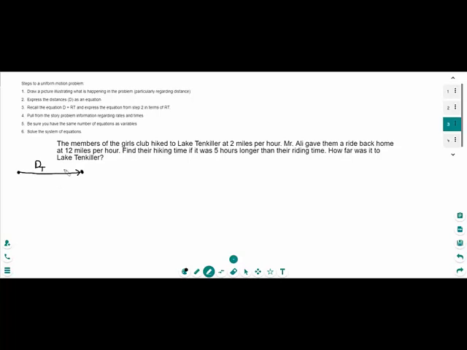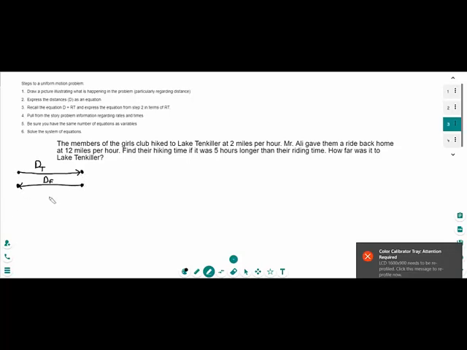Okay. Now, once there, Mr. Ali gave them a ride back home at 12 miles per hour. So once they were there, they then started at the lake, and they went this direction, back home. Okay, they went this way. So this I'll call the distance from. So we go the distance to the lake and then the distance from the lake. Okay, so d sub t, d sub f.